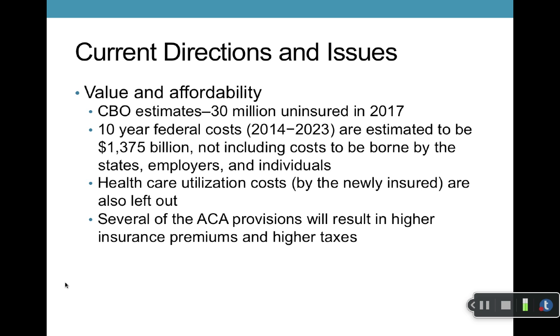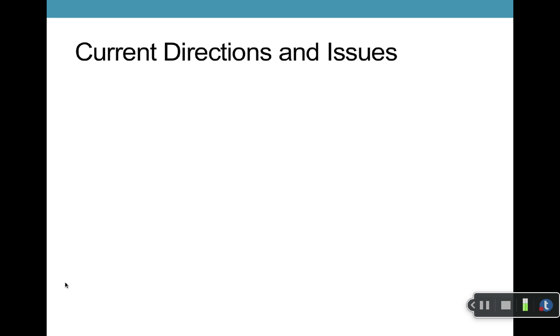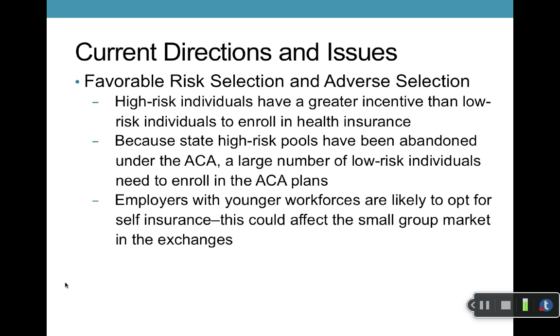It's unclear how many people will sign up for health insurance, and therefore we don't know how accurate a lot of these projections are. We also know that many of the ACA's provisions, particularly the ones that will sunset, will result in higher insurance premiums for consumers and probably will result in higher taxes in order to keep the Medicare and Medicaid programs afloat. Other big issues, these issues related to risk selection and adverse selection.